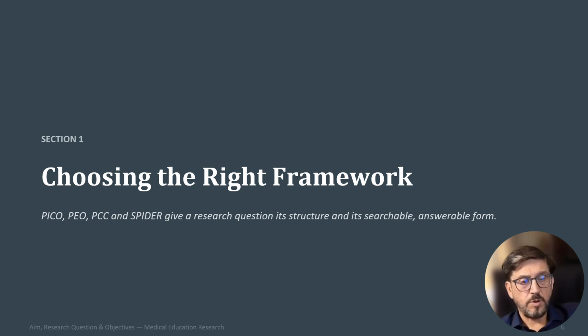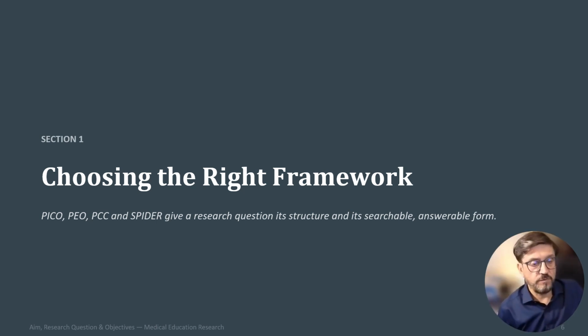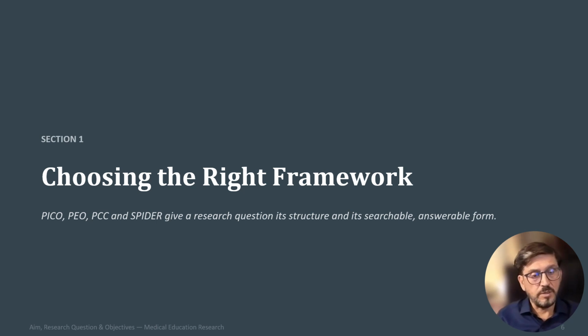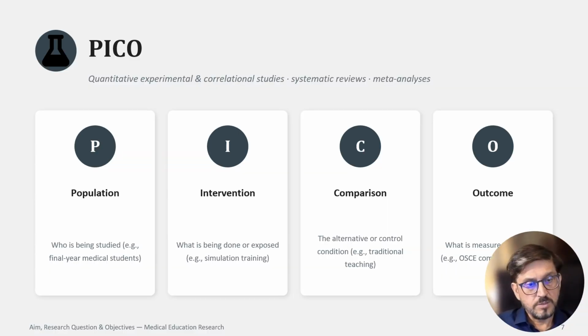Now, the most important thing is choosing the right framework for the research question. As I said earlier, we will be using these 4 frameworks to define our research question. There are many others, but these are the most common ones which are used. So let's talk about the PICO framework. It is mainly used in quantitative, experimental, and correlational studies, and systematic reviews and meta-analyses.